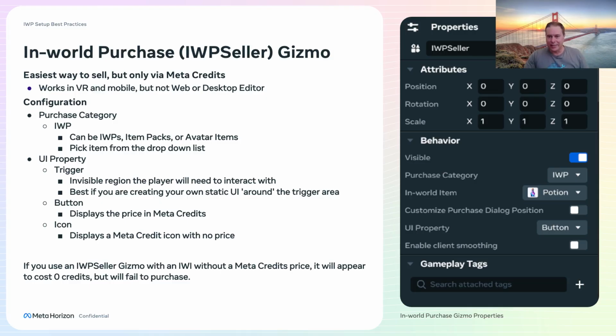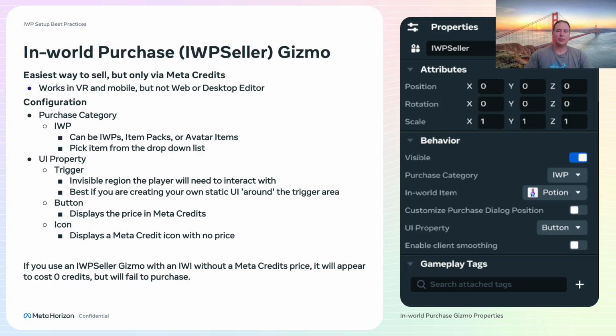And then this UI property field here is pretty important because it defaults to trigger, which has no UI. So basically it's just this yellow box. And if the player interacts with the yellow box, then it will cause the purchase dialog to pop up. And so you might want the button or you might want the icon. And the button is probably, in my opinion, the most preferable because it shows a little meta credits icon and then the cost in meta credits. The icon just shows the meta credit icon with no cost.